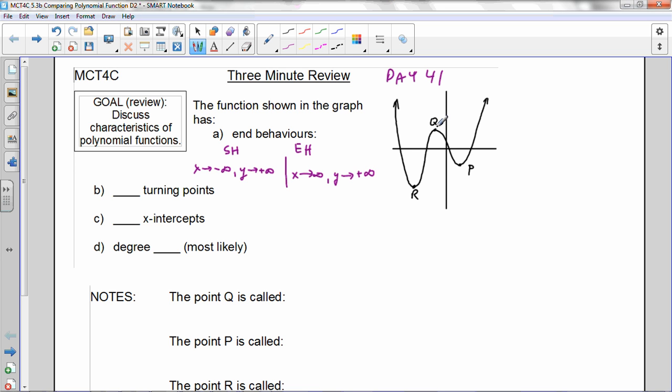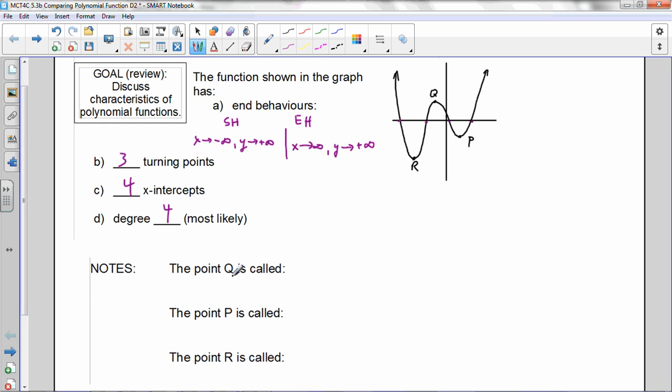Turning points, how many are there? Well, I can see there are 3. And they're labeled, actually. The x-intercepts, 1, 2, 3, 4. 4 x-intercepts. No scale, so I can't state what they are. So the degree, probably a degree 4. We know that because we know it's even because it starts and ends in the same spot, either high or low. We know the number of turning points is 1 fewer than the degree, and the number of intercepts is 1 fewer than the degree. And that's most likely. Other weird stuff could happen.